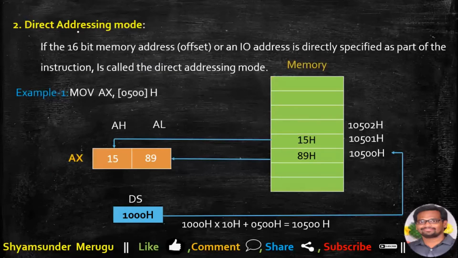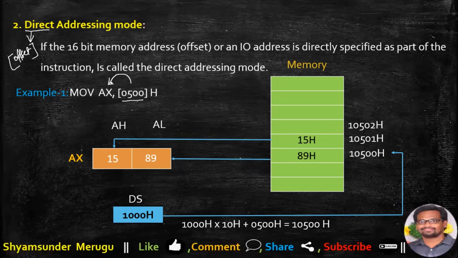Now the direct addressing mode. The direct addressing mode specifies the offset address. The instruction itself contains the offset address in brackets. That means we write a number and keep it in brackets, right? Now let us see an example. The offset address is specified here. Now the contents specified by the physical address will be moved to the AX register, right? The contents specified by the physical address, not from the direct offset address.